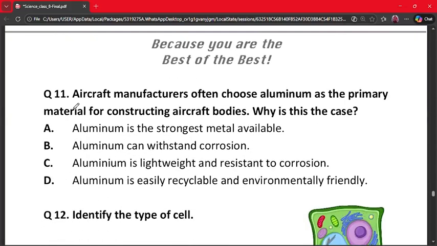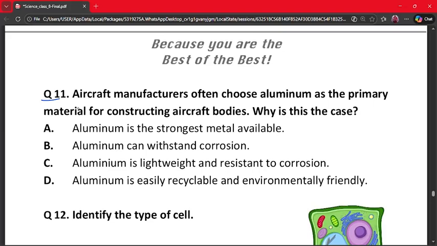The next question is question number 11. Aircraft manufacturers often choose aluminium as the primary material for constructing aircraft bodies. Why is this the case? A. Aluminium is the strongest metal available. B. Aluminium can withstand corrosion. C. Aluminium is lightweight and resistant to corrosion. D. Aluminium is easily recyclable and environmentally friendly.